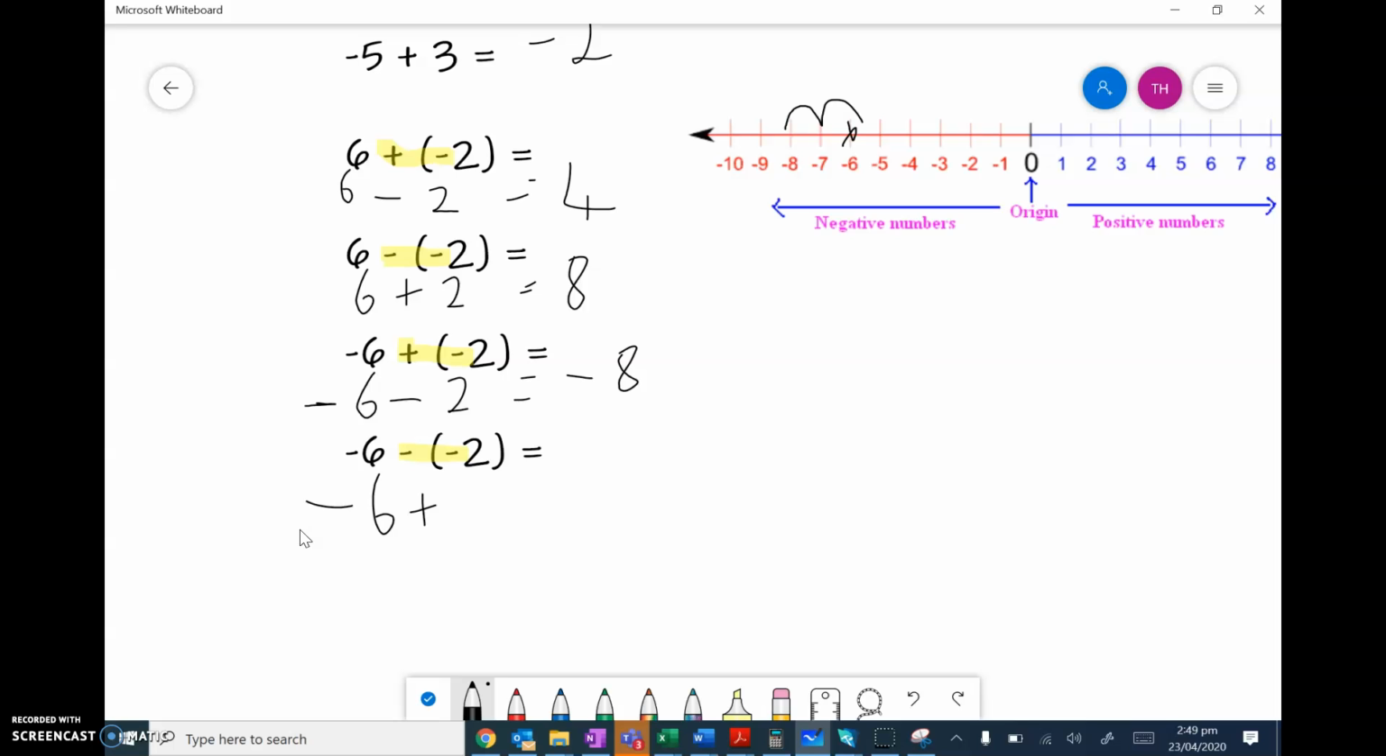Because a negative and a negative makes a plus, I've got negative 6 plus 2. So this time, instead of going down by 2, I'm going up by 2, because the plus means go up. So I'm starting at negative 6 and I go up by 2. 1, 2. My answer becomes negative 4.